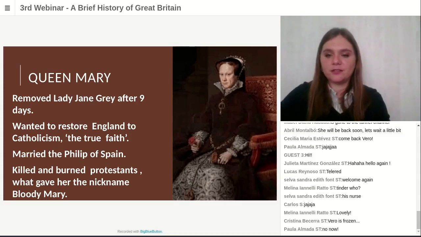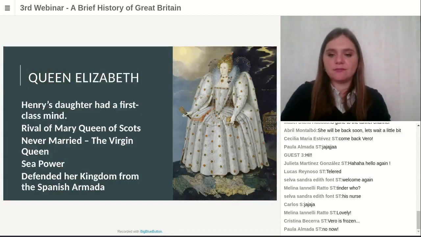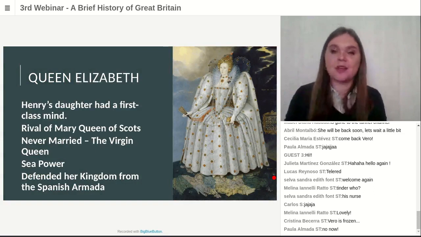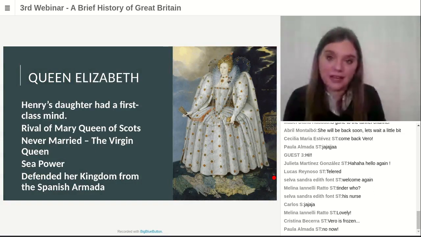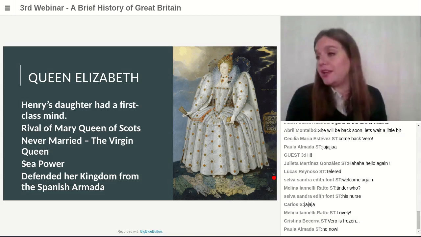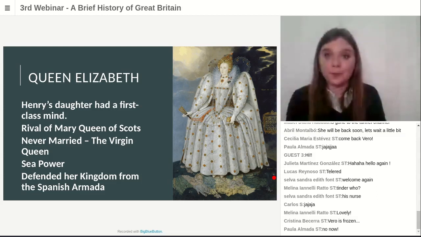I don't know if you can see this. There you go. Which is Queen Elizabeth. Queen Elizabeth, the second daughter of King Henry. Queen Elizabeth was the daughter of King Henry VIII and Anne Boleyn.